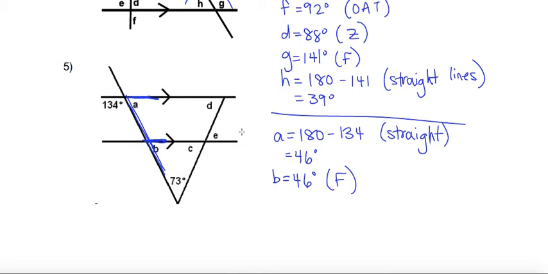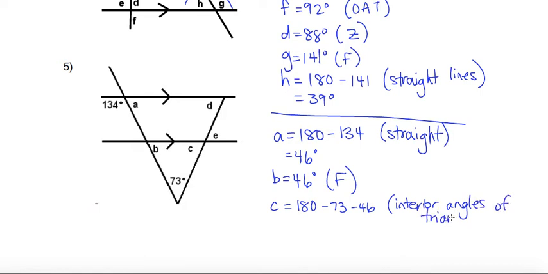So now that I've found B, well, I can solve for C. And I can solve for C by using the interior angles of a triangle. So all the angles in a triangle add up to 180 degrees. So C is equal to 180, take away 73, and take away 46. So this is the interior angles of triangles.